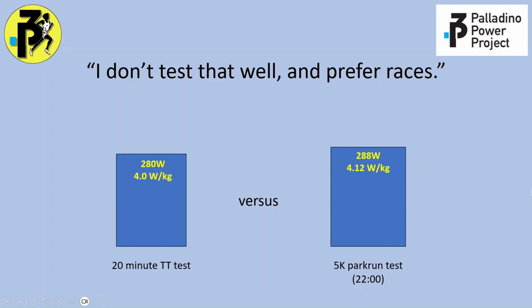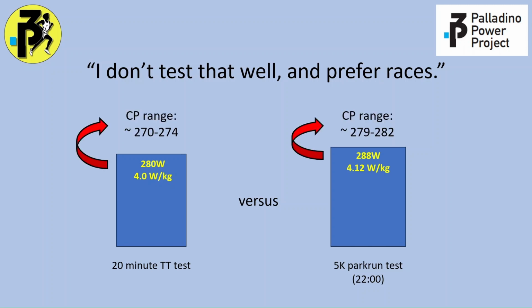So that's great. Thumbs up. You achieved what you said. You prefer races. It motivates you. You got more power out of yourself. Well, if you drop that into your multi-parameter power duration curve or other models, this solo time trial might bump your CP to this 270 to 274 watt range. Whereas this one, 3% higher power, bumps your CP up into the 279 to 282 watt range.